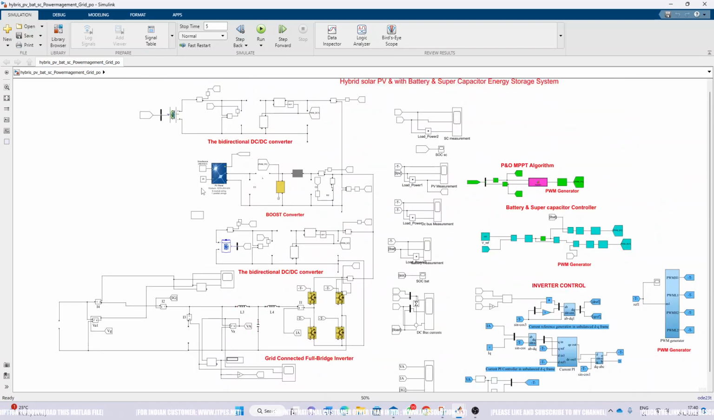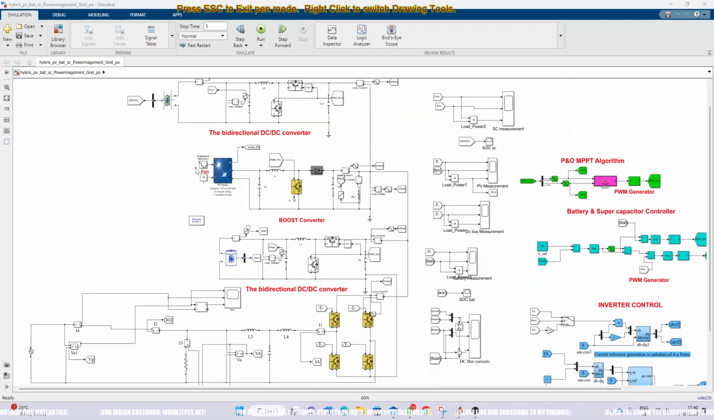The model consists of a PV panel, battery, supercapacitor, DC load, and inverter, and then AC load and grid. Okay, so this PV panel, right?